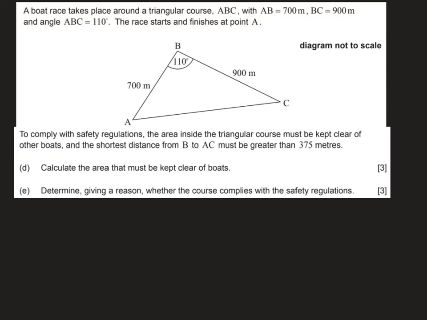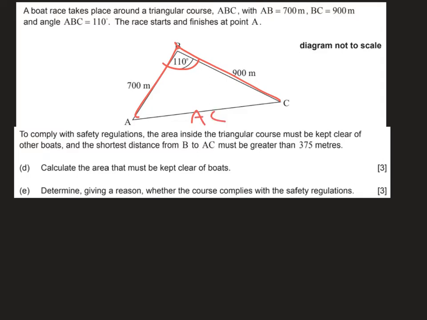At the beginning of the question, I mentioned that if you look at a question and you are provided with information on the side, the angle, and the side, there are two types of questions we can expect. One is going to ask you to find this length AC, for which you can use cosine rule.